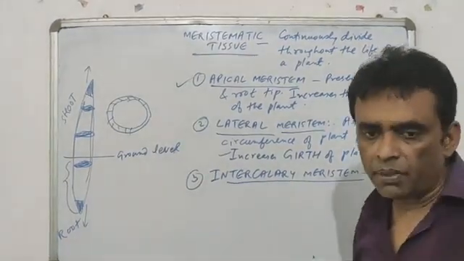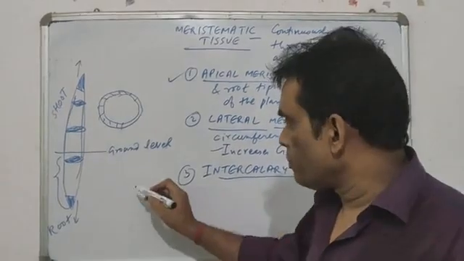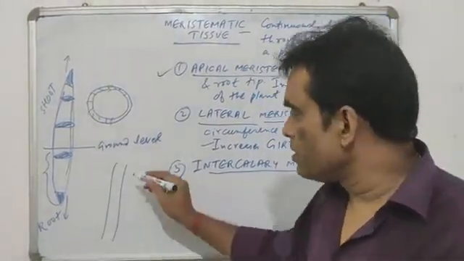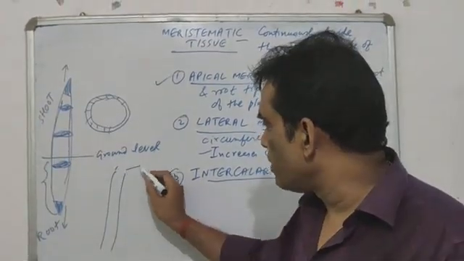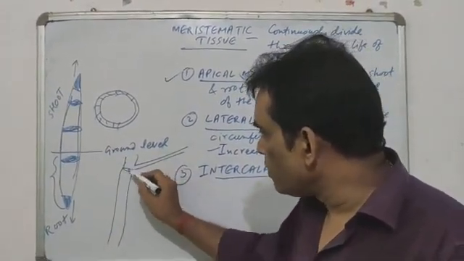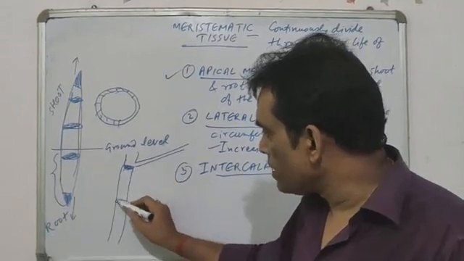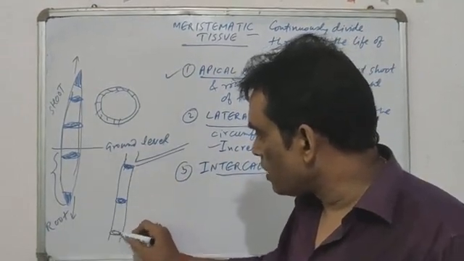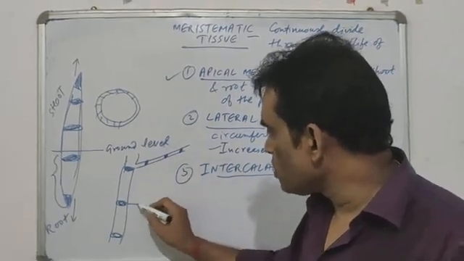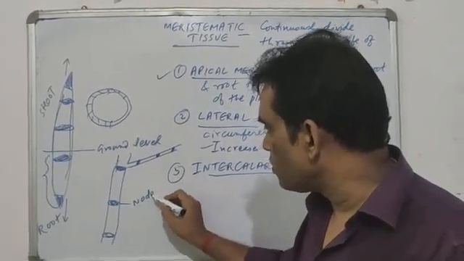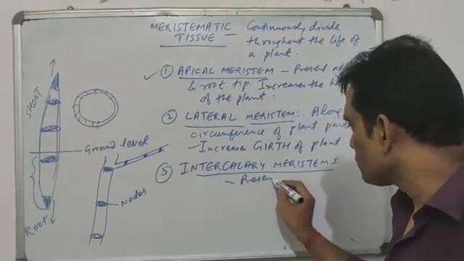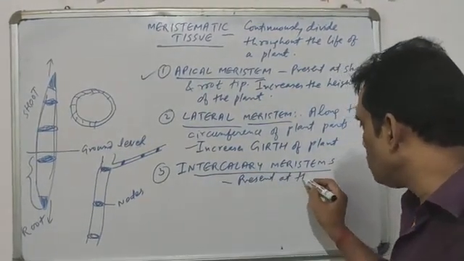Every stem and branch is characterized. Suppose this is a stem. The characteristics of this stem is at regular, or suppose there is a branch from the stem. At regular intervals, you will see there are certain meristematic tissues which are at regular intervals like this. These portions where they are present are called nodes. These intercalary meristems are present at the nodes.